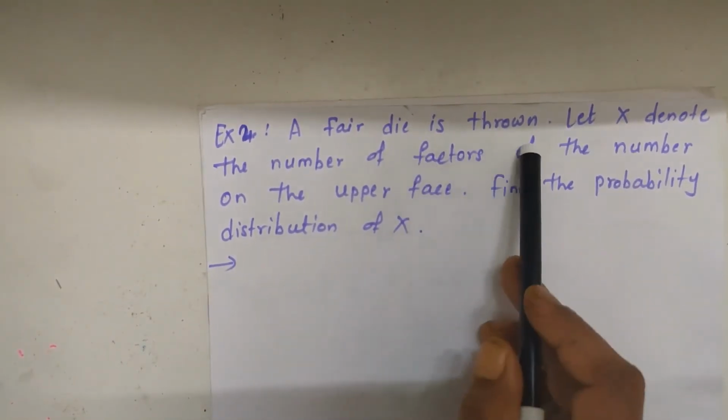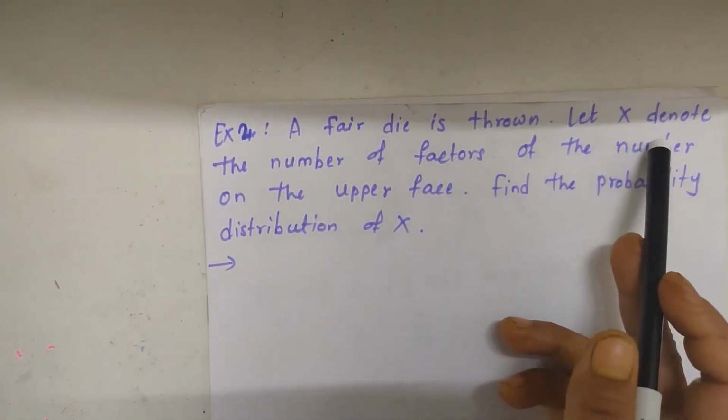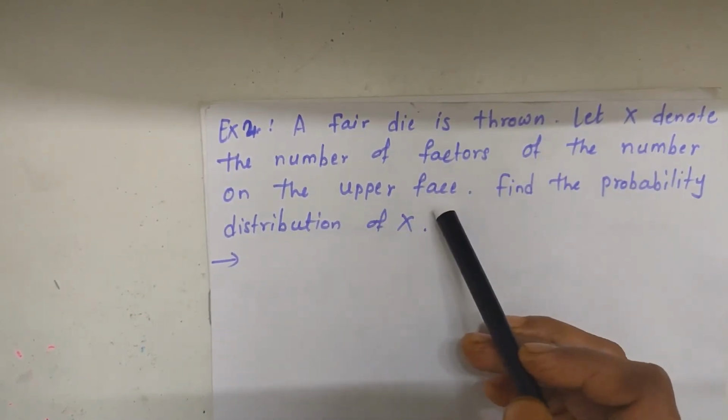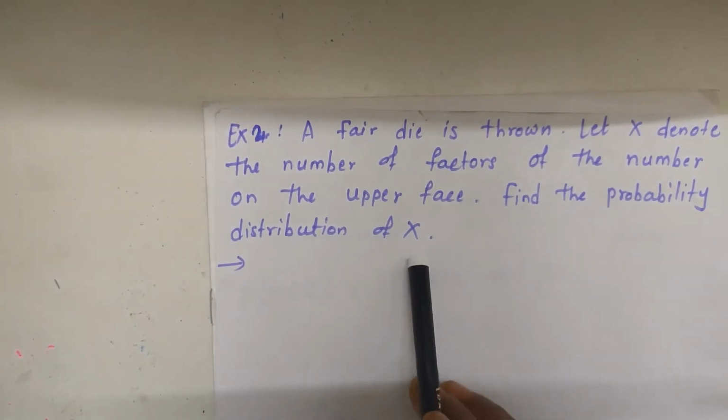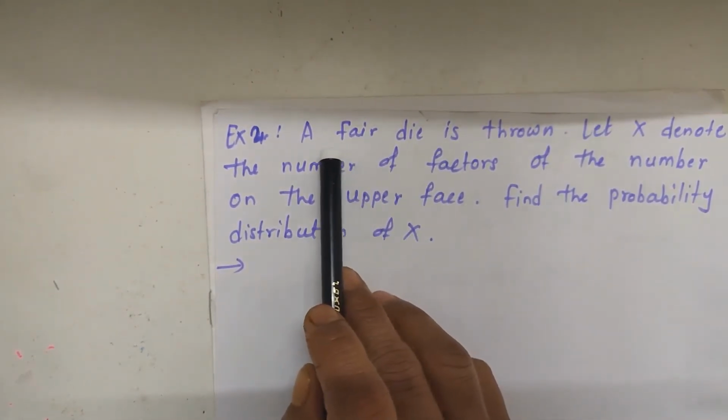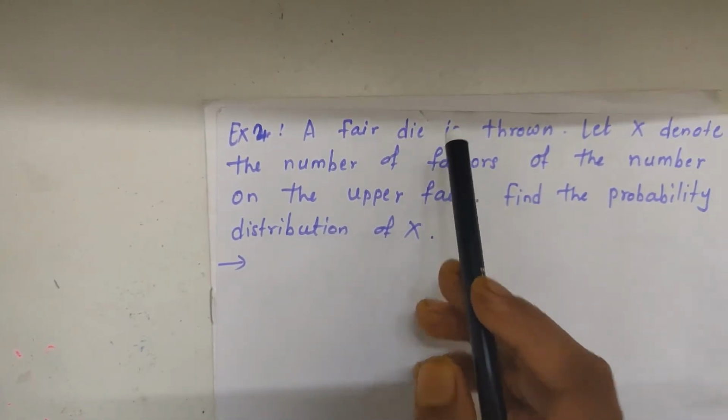A fair die is thrown. Let x denote the number of factors of the number on the upper face. Find the probability distribution of x.